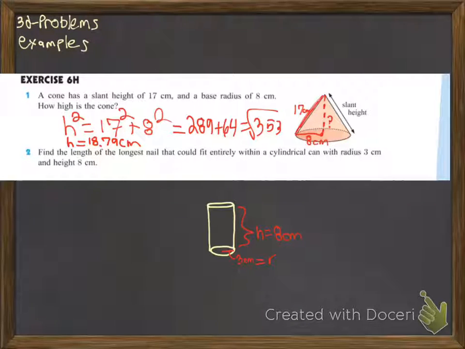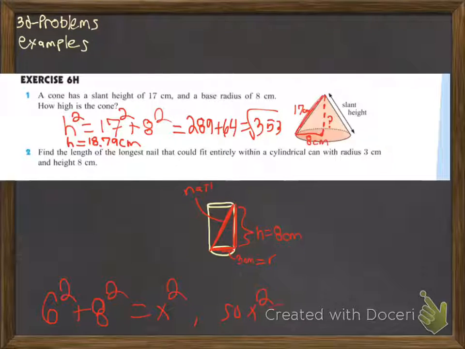Okay, that's the radius. The diagonal is the longest nail that we could fit in that figure. So we have a right triangle again. If we're given the radius, the diameter is going to be 6. That's the nail, there's our right triangle, and 6 squared plus 8 squared equals x squared. In this case, the x represents the length of the nail. Alright, now it's just an exercise in algebra, and there we go. So the length of that nail is 10. Alright, a couple more examples.